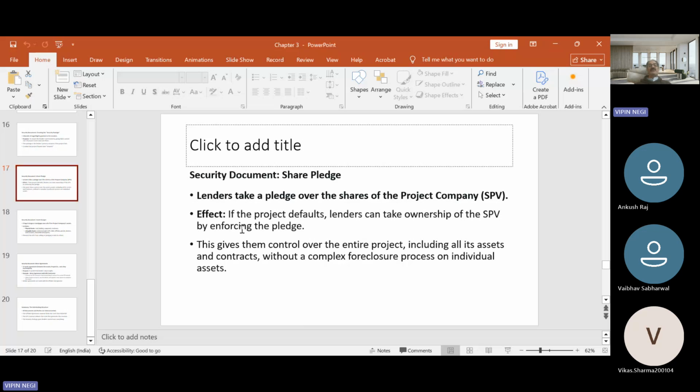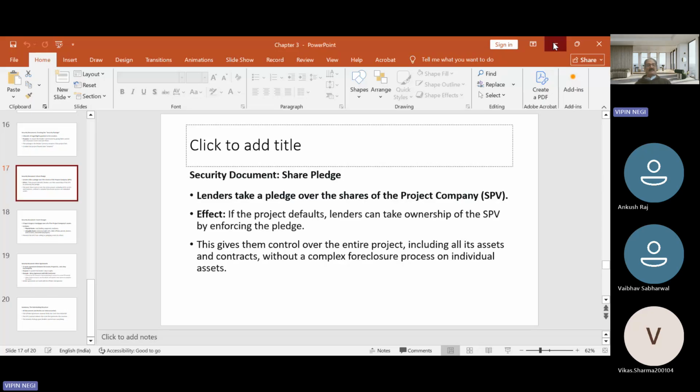So now let's move to the security structure, of which one is share pledge. In this case, lenders take a pledge over the shares of the project company, which we call the SPV. What is its effect? If the project defaults, then lenders can take ownership of the SPV by enforcing the pledge, which we have already discussed, and this gives them control over the entire project, including all its assets and contracts without a complex foreclosure process on individual assets. So we can have this security structures discussion a little bit here.